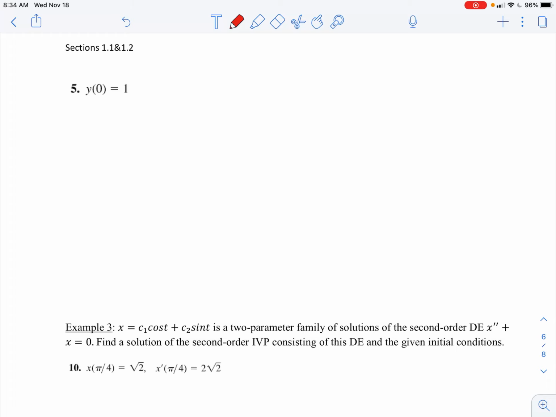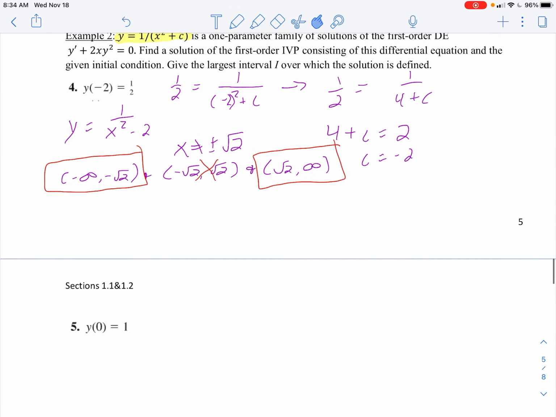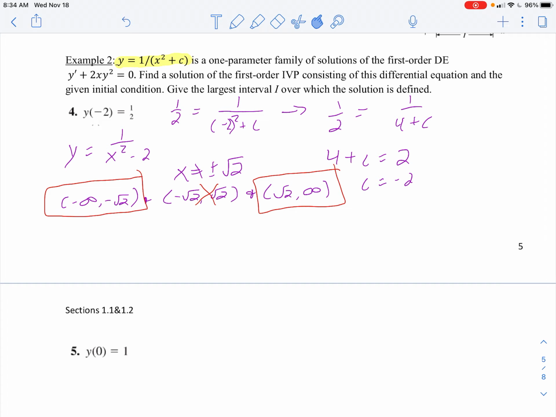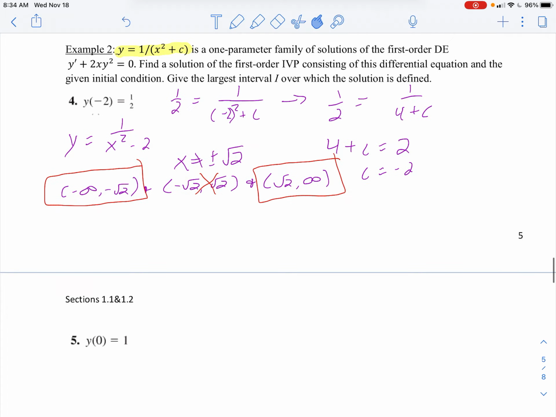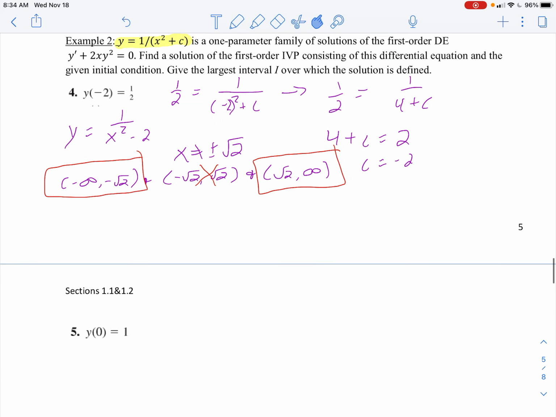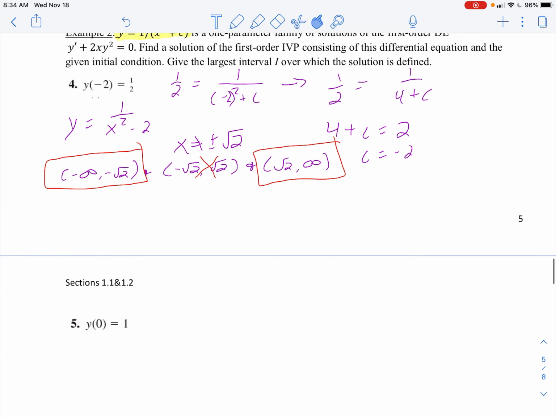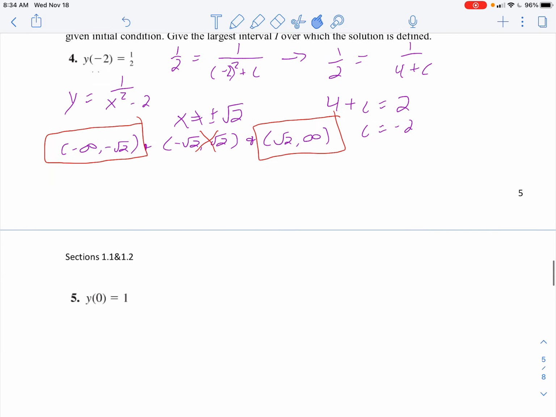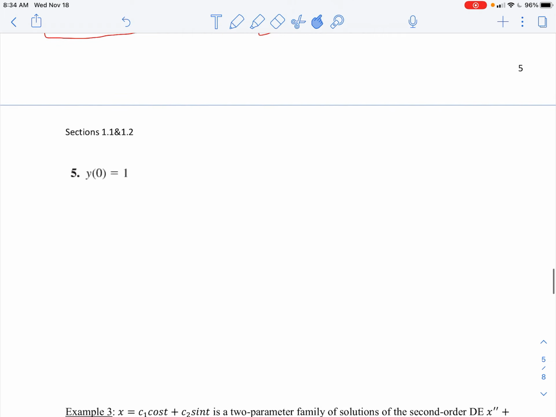All right, continuing with example 2, we're going to use the same thing, but we're given a different initial value. So y of 0 equals 1, and so our x value is going to be 0, our y value is going to be 1, and we're doing it of the same function, y equals 1 over x squared plus c. So our y value is 1, and then 1 over x squared, our x value is x plus c.